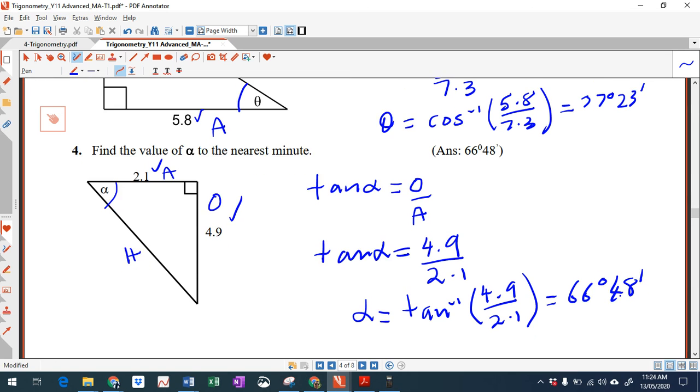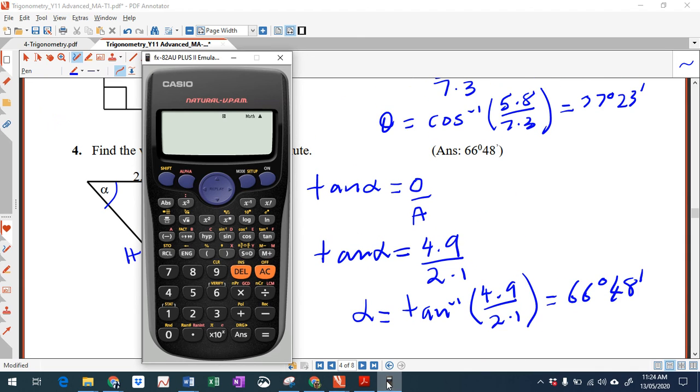Okay, now just those calculator steps here. Let's have a look at the calculator steps. You're going to go Shift tan, 4.9, and just use the divide by button, that's easiest, 2.1, brackets, equals, and then degrees, minutes, seconds.